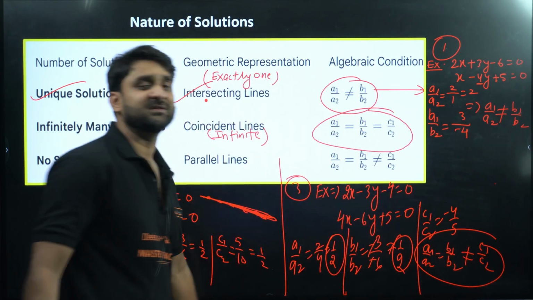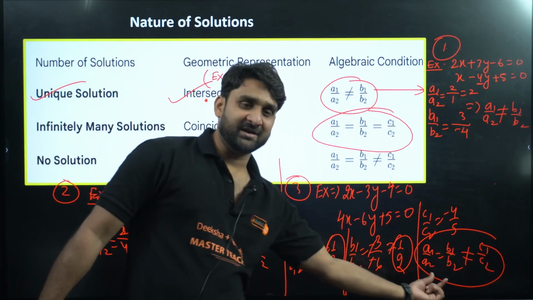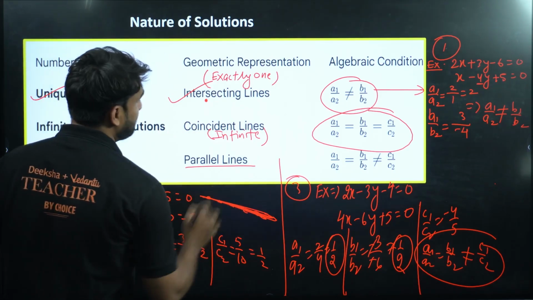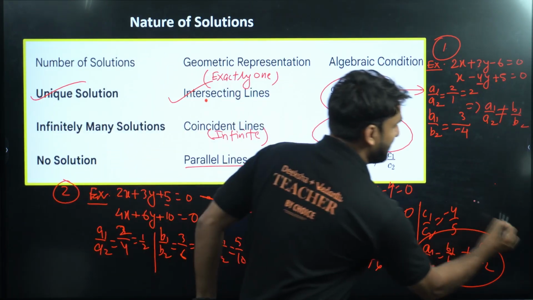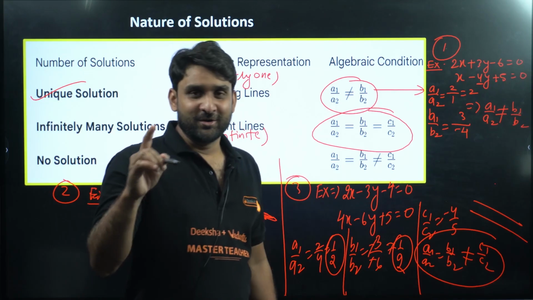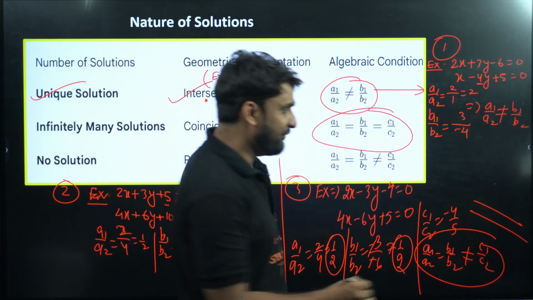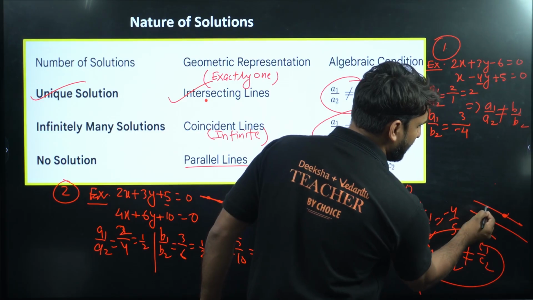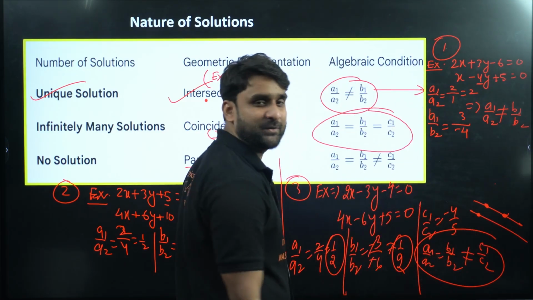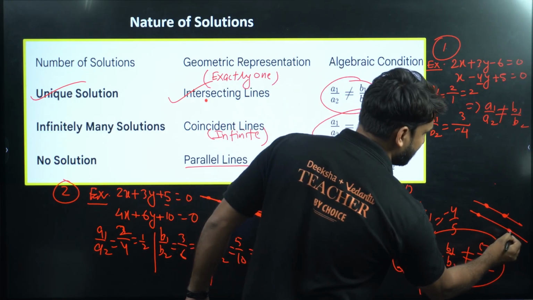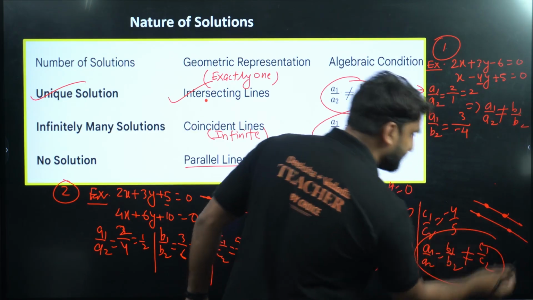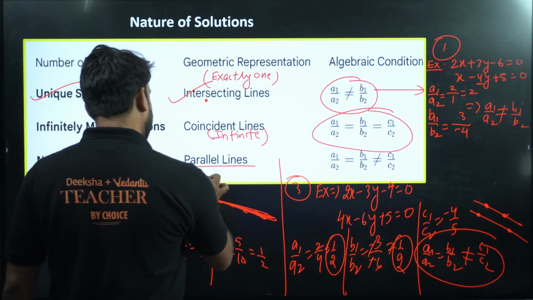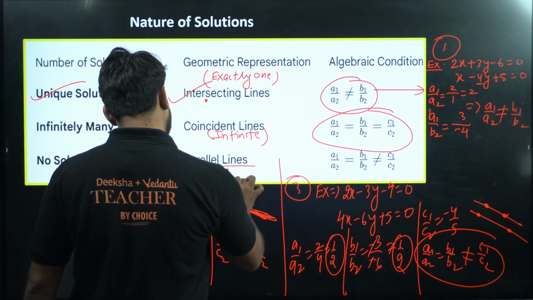What does it mean by this situation? If this condition arises, it indicates the lines will be parallel to each other. And if the lines are parallel, there will be no such value of x and y which will satisfy both the equations. If you take any point on this line, that will not satisfy the other. If you take any value of x and y on this line, it will not satisfy that line. So there will be no common solution. And so this is a parallel line, which is also called no solution.